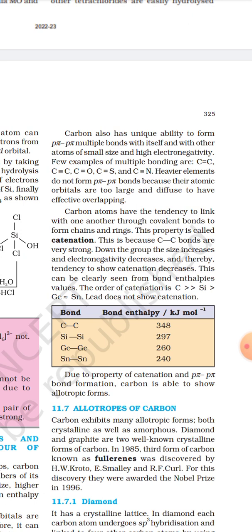Allotropes of carbon. Carbon exhibits many allotropic forms, both crystalline as well as amorphous. Diamond and graphite are two well-known crystalline forms of carbon. In 1985, a third form of carbon known as fullerene was discovered by H.W. Kroto and coworkers. For this discovery, they were awarded the Nobel Prize in 1996.